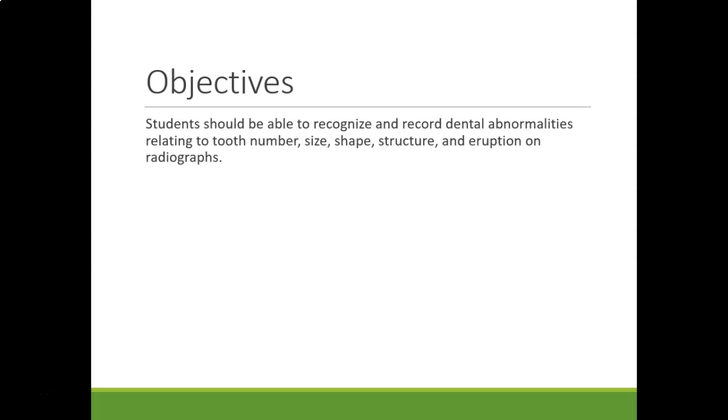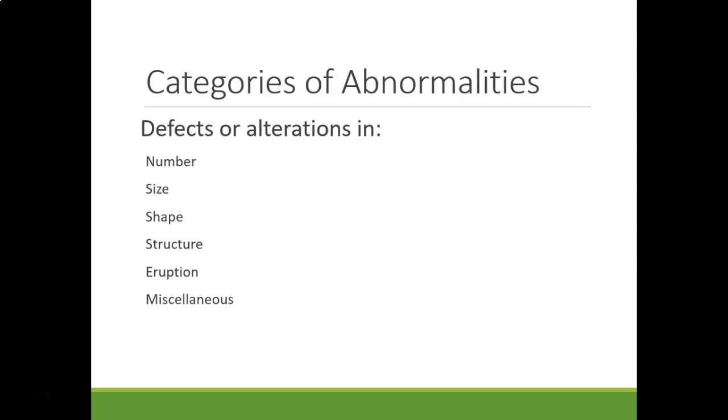Objective: students should be able to recognize and record dental abnormalities relating to tooth number, size, shape, structure, and eruption on a radiograph. So these are all abnormalities you might see on a radiograph. Categories of abnormalities: defects or alterations in the number of teeth, the size of teeth, the shape of the tooth, the structure of the tooth, the eruption pattern or lack thereof, and then miscellaneous.